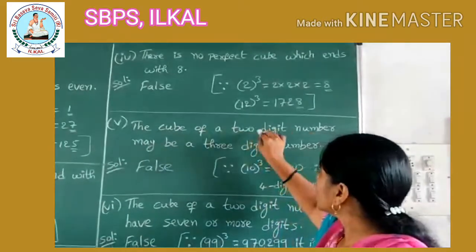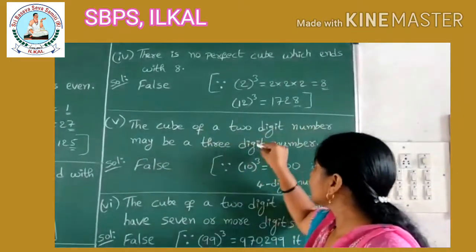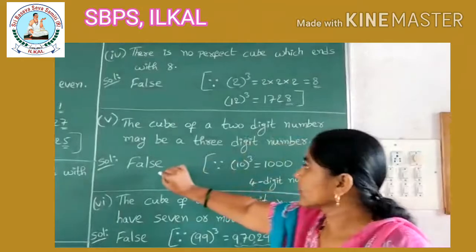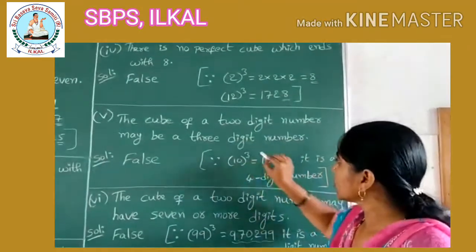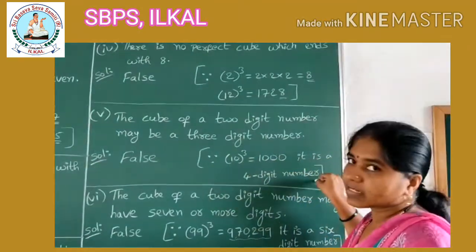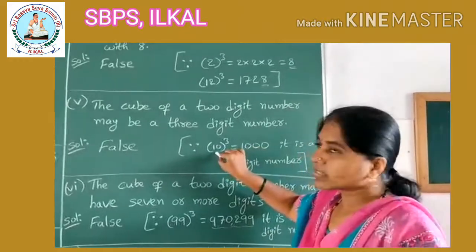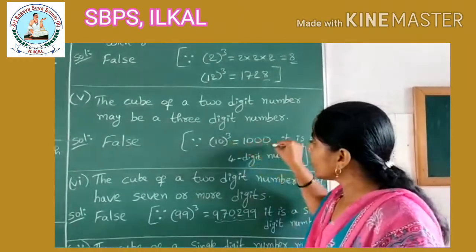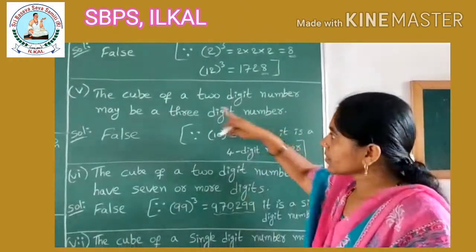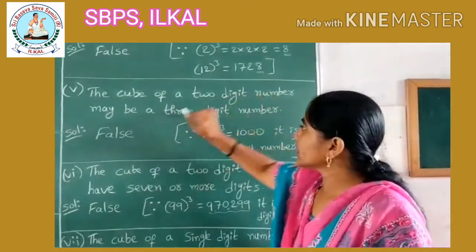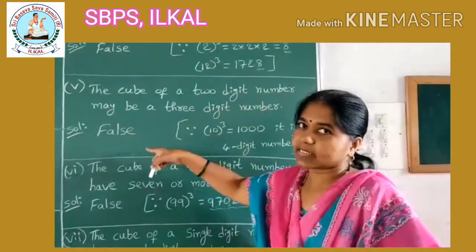The cube of a 2-digit number may be a 3-digit number, they given. It is false, children, because 10 cube is equal to 1000. It is a 4-digit number. It is the smallest 2-digit number, right? Then its cube only we got as a 4-digit number. Then the cube of a 2-digit number may be a 3-digit number is false.